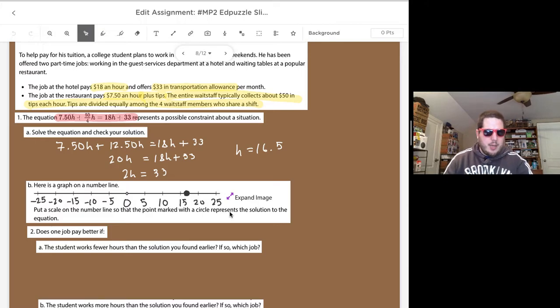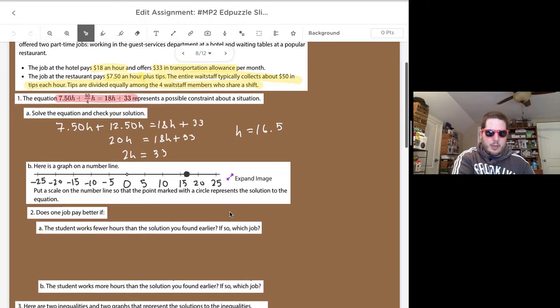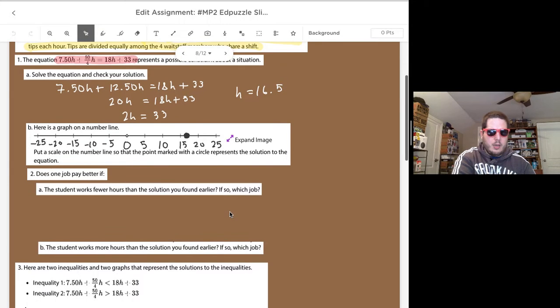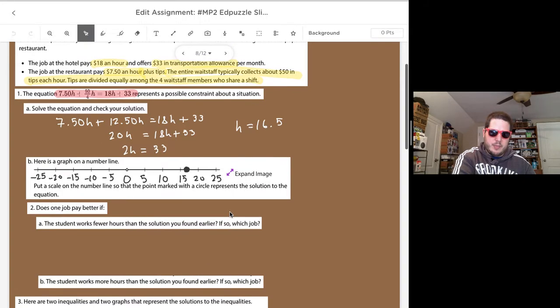All right, let's see what we've got here. So this is number 2 now. The student works fewer hours than the solution you found earlier. Does one job pay better? If so, which job? So yes, there is going to be one job that pays better. If you work fewer hours, which one do you think is going to be better? I think if you work fewer hours, it's probably going to be the job where you get the flat fee. So it's probably going to be the one at the hotel, right?